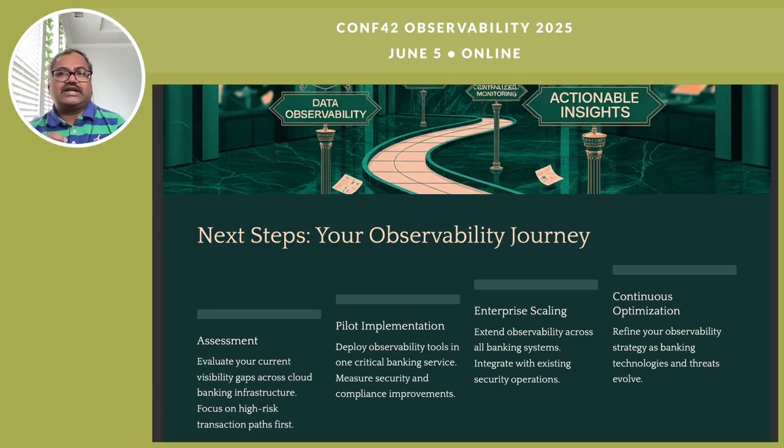Let's roll out to the enterprise level. Scaling it to the enterprise level is next: extend the observability across all the banking systems, integrated with existing security operations. We need to continue this journey, the continuation of the optimization. Refine your observability strategy as banking technologies and threats evolve. This is a repeated process. We need to do that.